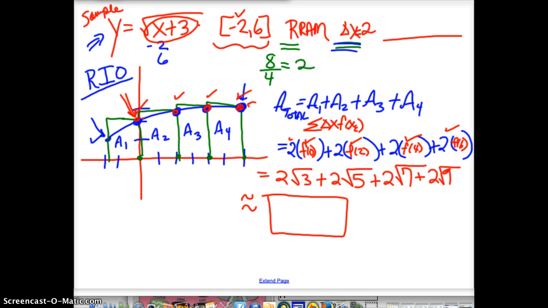And if you wanted to, you could have pulled this 2 out, but it's not really necessary, and I wouldn't right now, because for the AP exam, they mess with these intervals down here, and they don't keep them all the same. We'll practice that in a day or two.